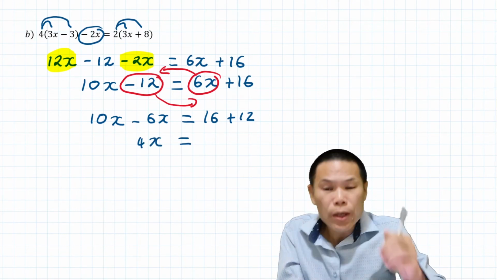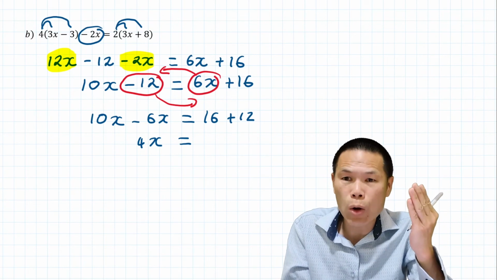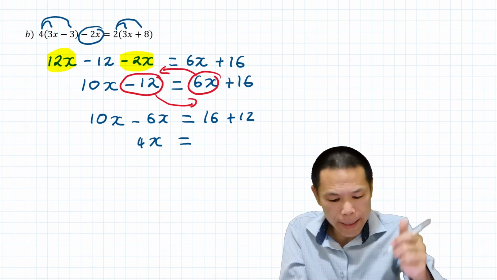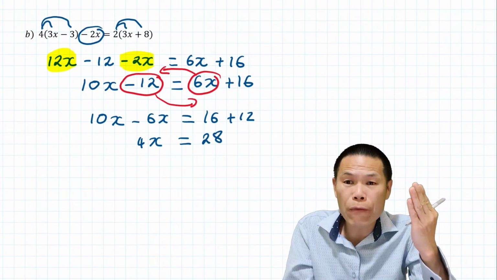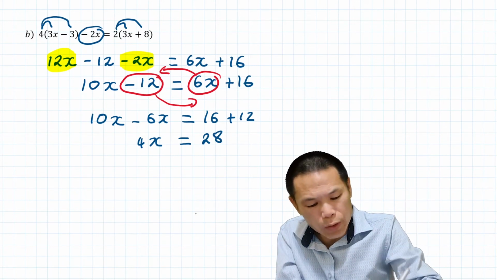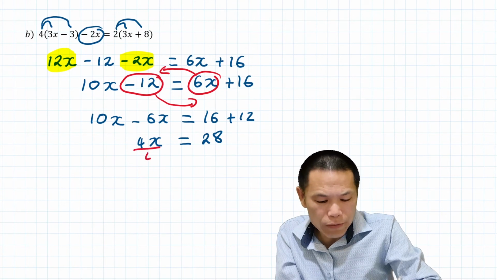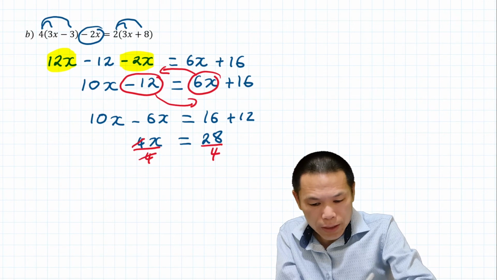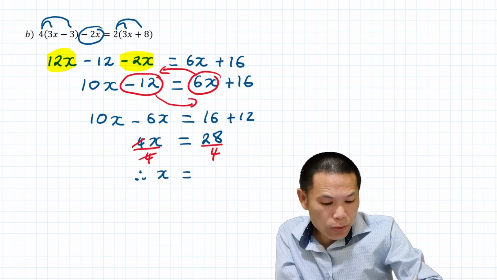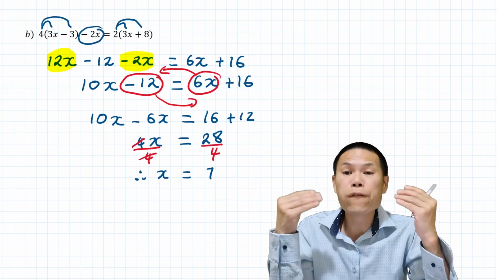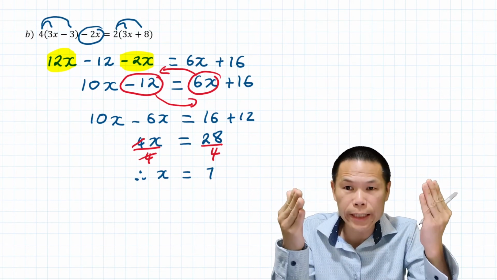And this one here, 16 plus 12. So that gives me 28. So just write this down. Now we just divide by 4 on both sides because we want to get rid of the 4 in front of x. So I divide this by 4 and I divide this by 4. And this cancels out. So therefore, x is equal to 7 because 4 times 7 is 28.